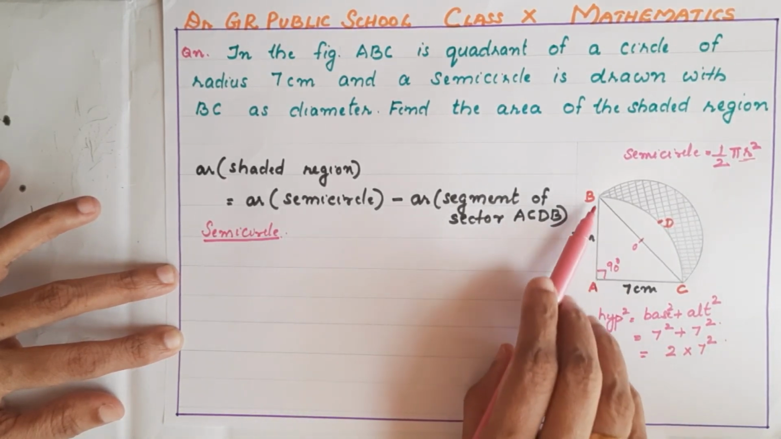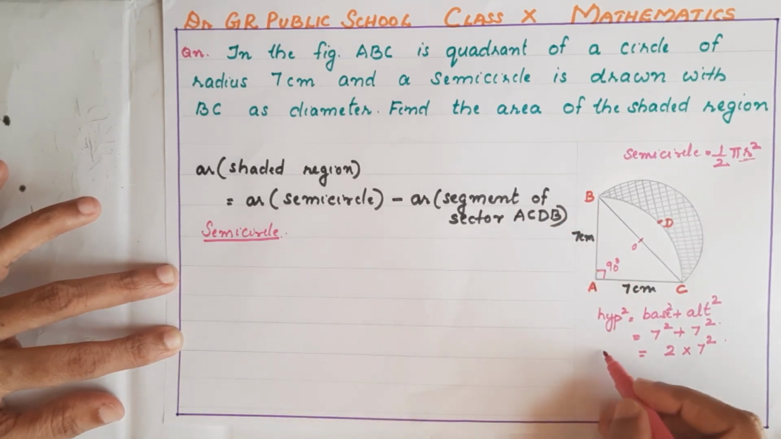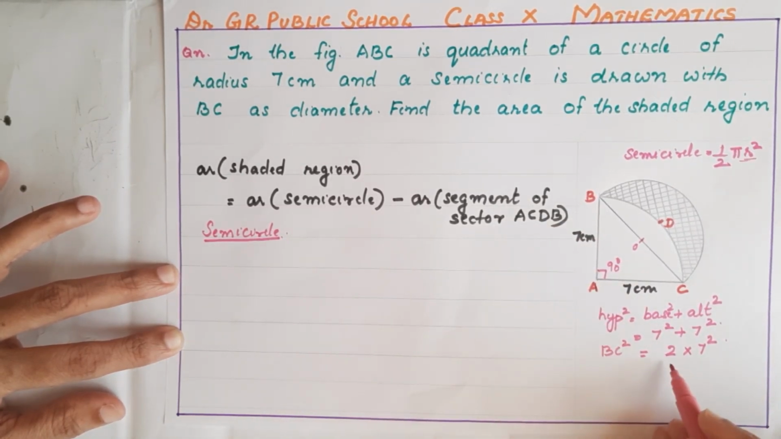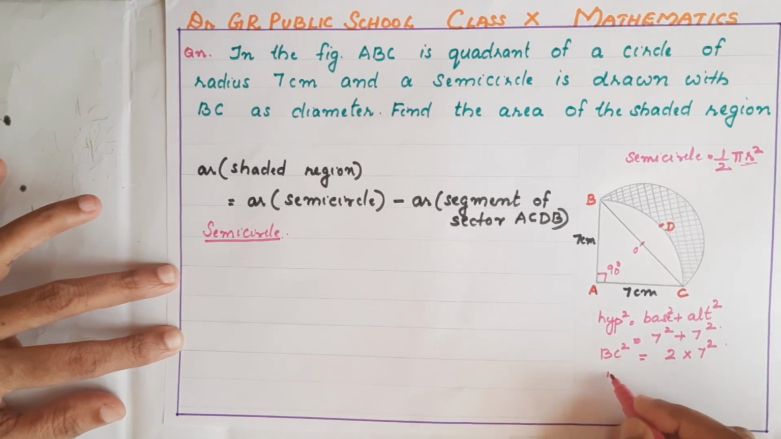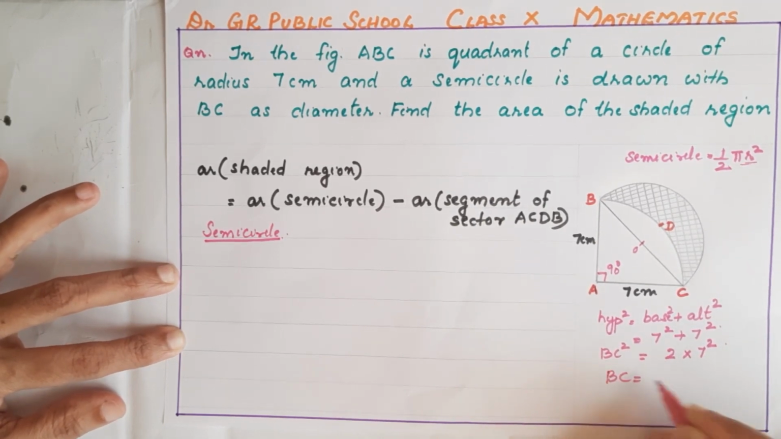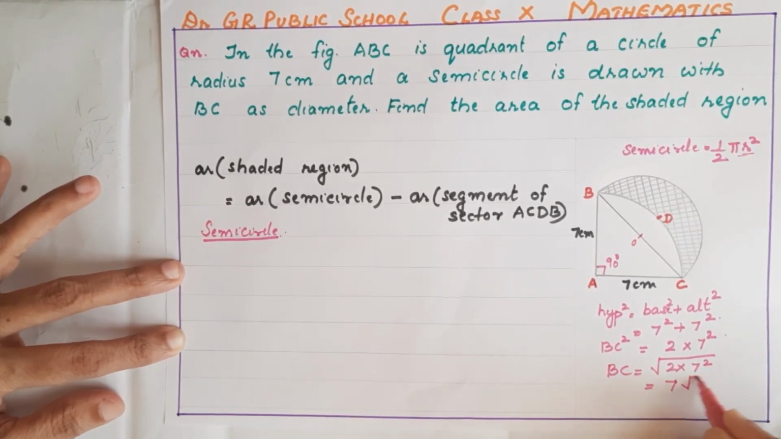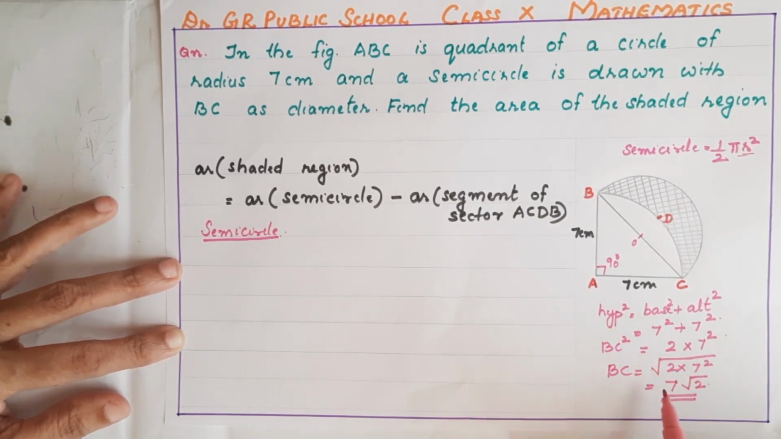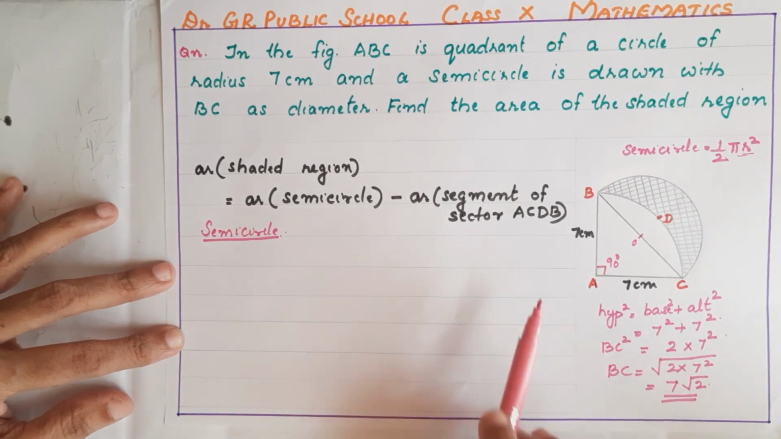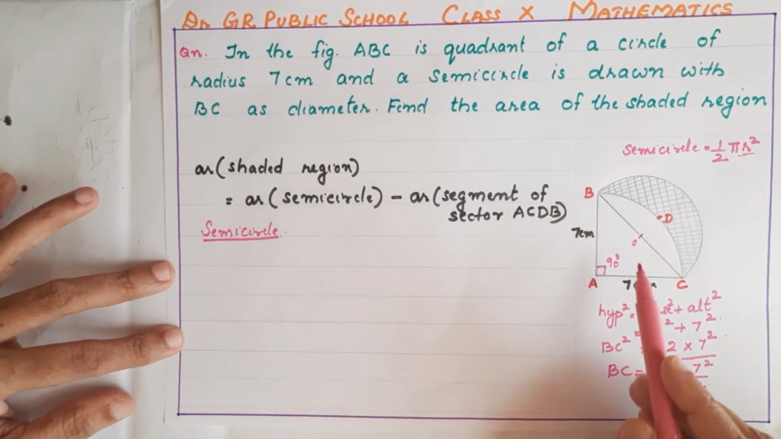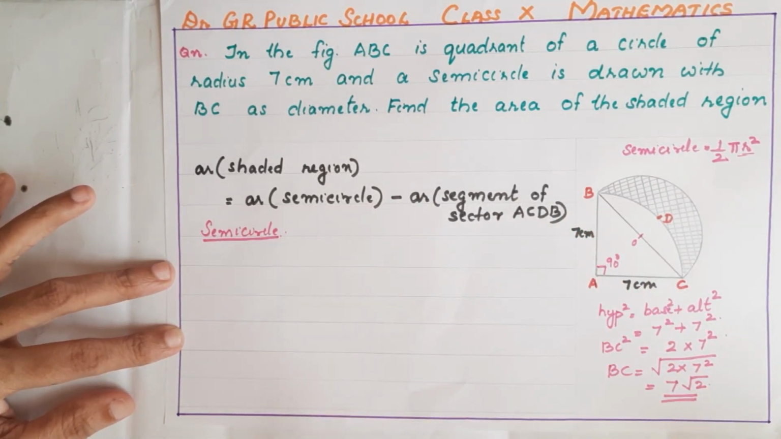Okay. Here what is our hypotenuse? BC. So BC square is equal to 2 times of 7 square. So what is BC? Square root of 2 into 7 square. So square root of 7 square is 7. Then root 2 we have. Okay children. So without doing this calculation, you can have the hypotenuse of this type of right triangle.